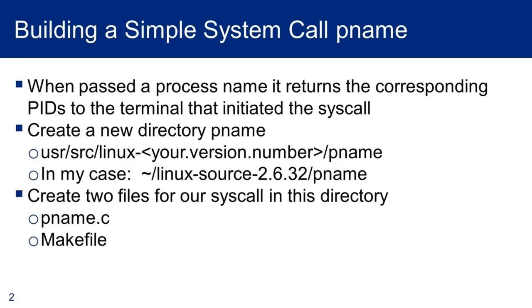To start off, we need to create a new directory for our program. Since the program is called pname, we need to create a pname subdirectory in the source tree. There will be two files in this directory: the program itself, pname.c, and the makefile to compile the program. To be clear, this makefile will not be compiling the kernel, just the C program.